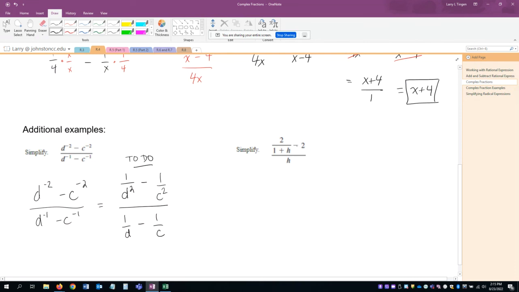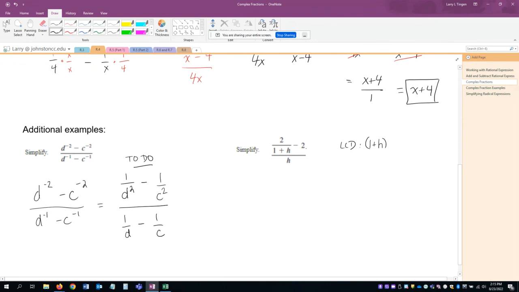All right. In this case, my denominator doesn't have a fraction in it, just the numerator does, and it's just one fraction. So to do this problem again, I'm going to find a common denominator. What is the least common denominator here? Well, the denominator of the first term is 1 plus h. What's the denominator of the second term? The second term is just a 2.